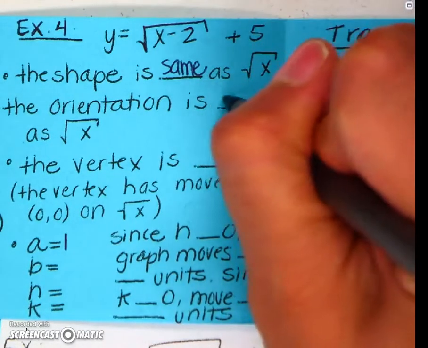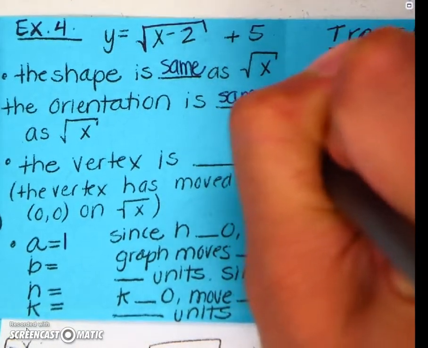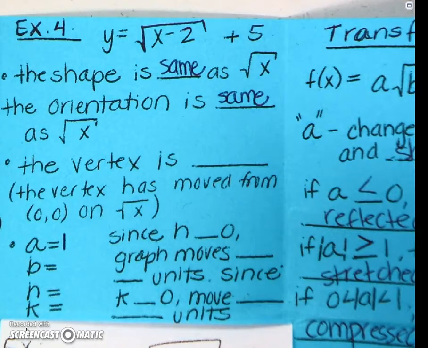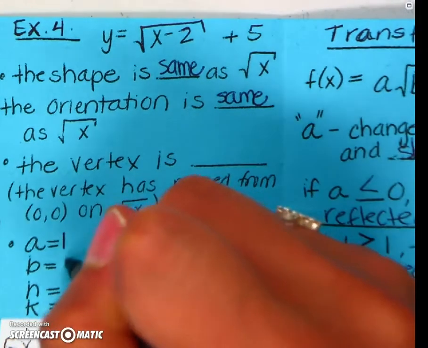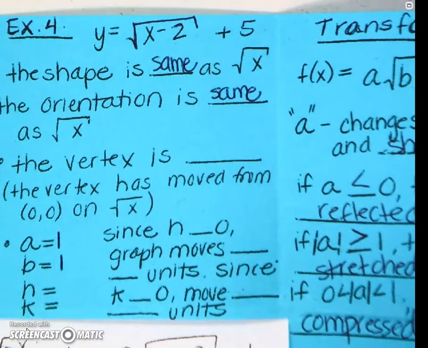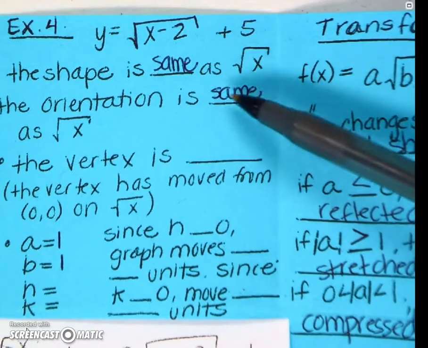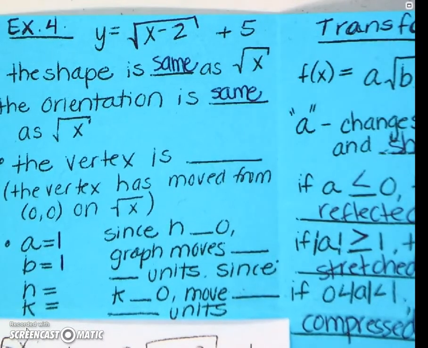It's actually going to be the same. Orientation would be like, is it pointing to the right? Is it pointing to the left? Did it flip over the x or y axis? Okay? B is equal to 1. So as long as a and b are the same, then they're going to have the same shape and the same orientation as the parent function.